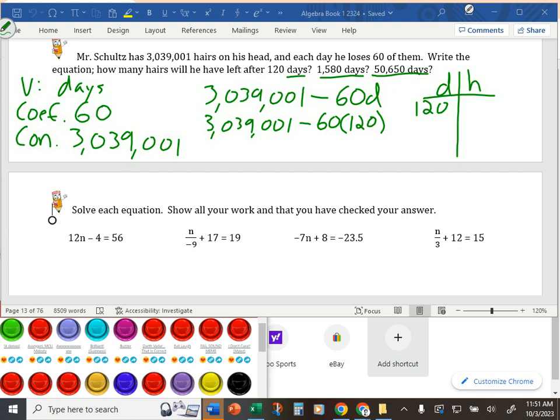Not so quick math. Let's go with a calculator. 3,039,001 minus 60 times 120. 3,031,801. 3,031,801 hairs. That's still a full head. I like that. It's good. How about after 1,580 days? Again, and notice, what isn't changing? That 3,039,001. That's my initial data. That doesn't change no matter how many times I want to test different day lengths.